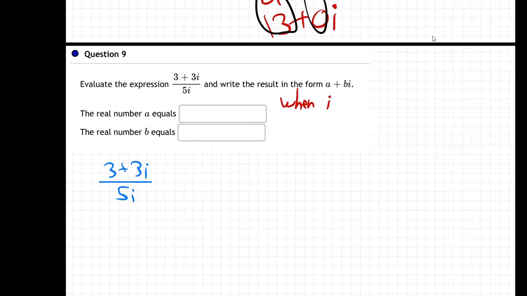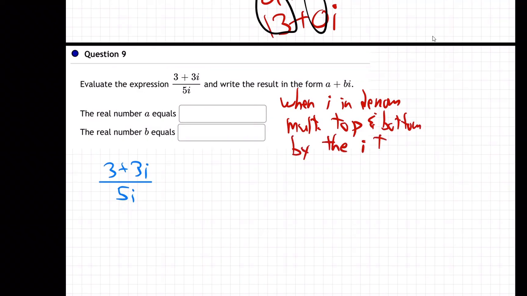When there's i in the denominator, what you do is you multiply top and bottom by the i term. So in other words, I'm going to come in here and multiply top and bottom by 5i. So when you have an i in the denominator, the way you handle it is you multiply top and bottom by whatever you had in the denominator. Exactly what you have by the i term from the denominator.